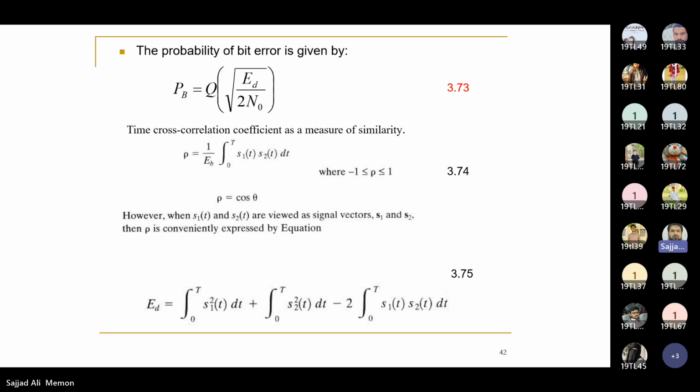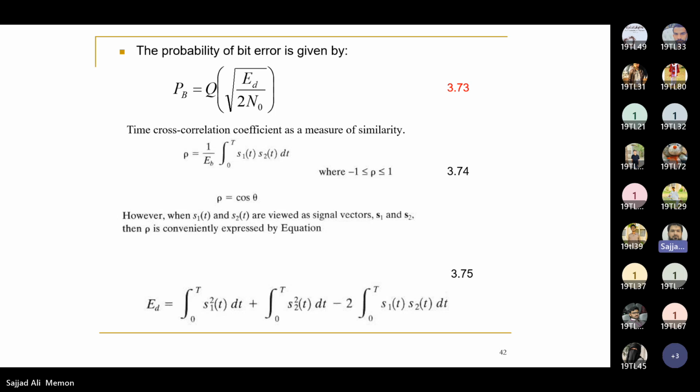Then the probability of bit error is given by equation 3.73. Then we have the time cross-correlation coefficient as a measure of similarity. That is equal to 1 over EB, that is energy per bit, integrated over the symbol period 0 to T, of S1(t) S2(t) dt, where this cross-correlation coefficient is between -1 and 1, and is also equal to cos of theta. So you either have this one or you can replace this by cos of theta.